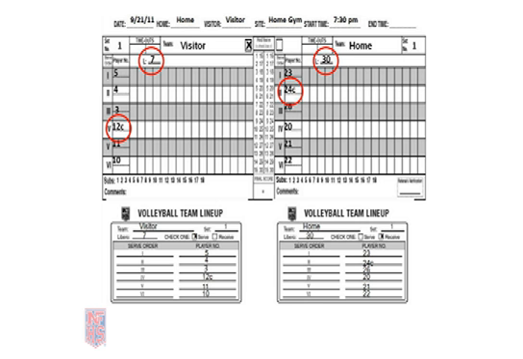The visitor lineup is 5, 4, 3, 12, 11, 10, with a small c next to the number 12 to show that this is the floor captain. The Libero is number 7 and is written on the line for the Libero information. For home, the first server is 23, then 24 with a C for captain, 26, 20, 21, 22.